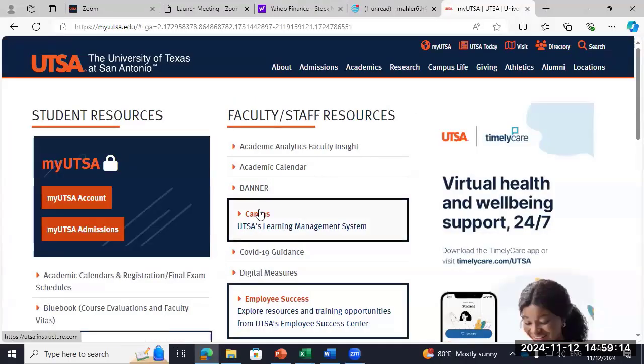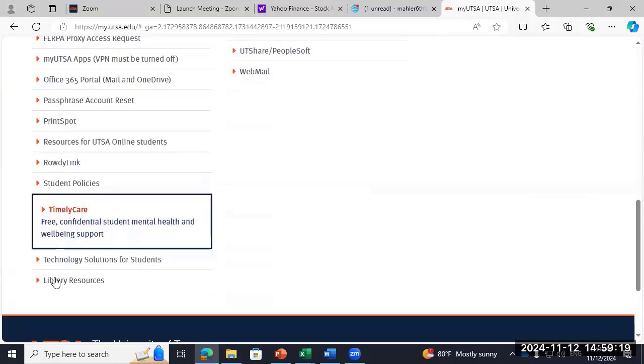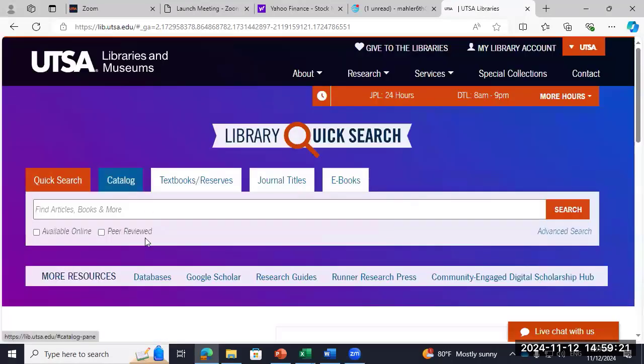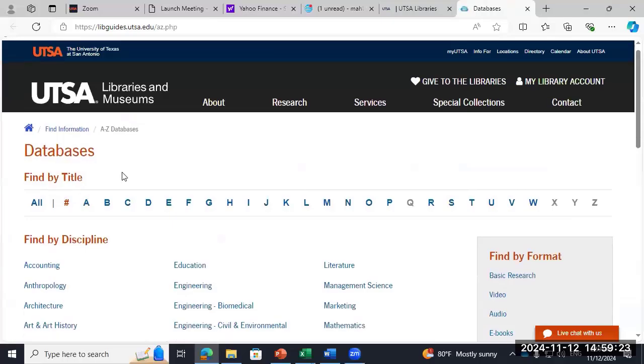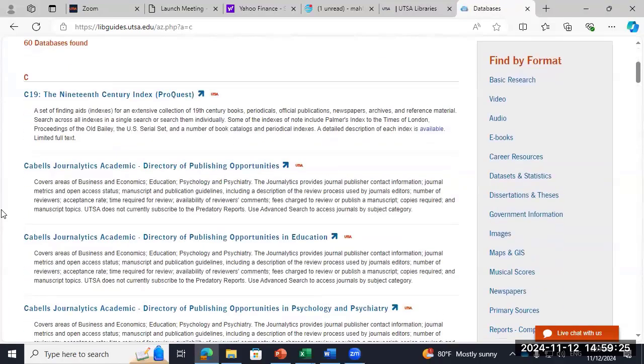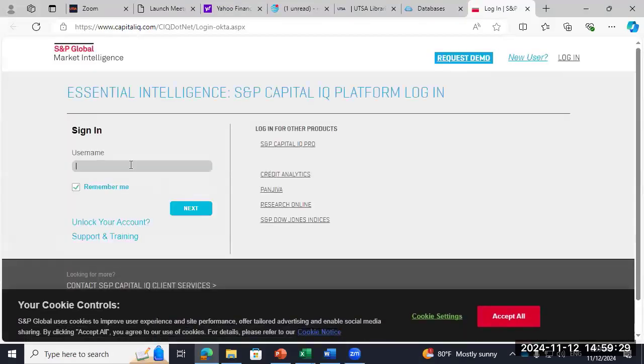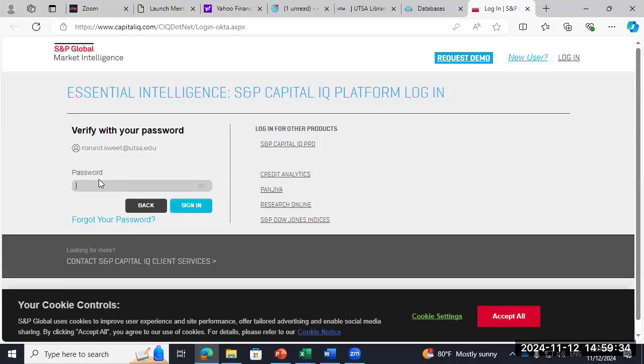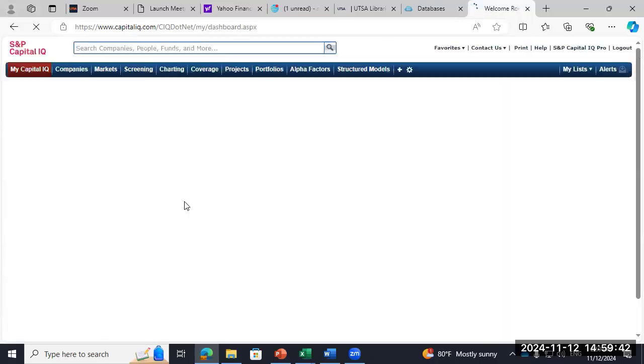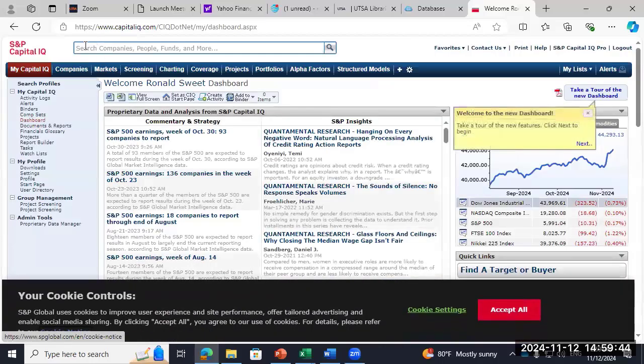Give it another 3 weeks. So if you go into my UTSA and go into the library, click on databases, click on C for Capital IQ and give yourself an account. If I can remember my password, that's always questionable. Begin an account. As long as you're using your UTSA.edu account, you're good.